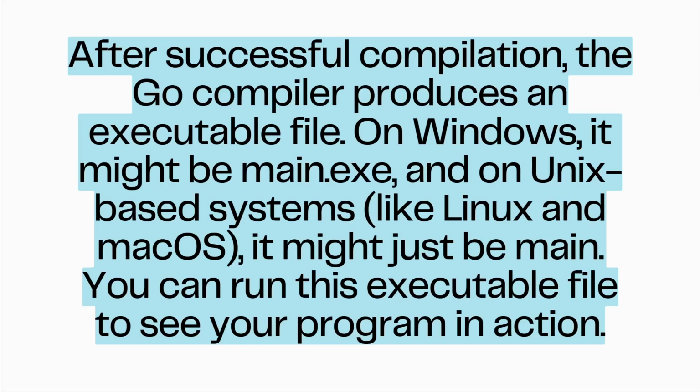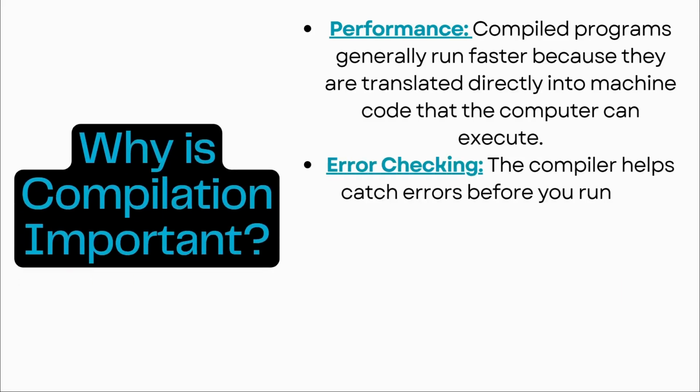Not only converting source code into zeros and ones, apart from that, it even does many functions which are very required for a program to run efficiently. So these are the main functions of the compiler, and you can ask, why is it important?